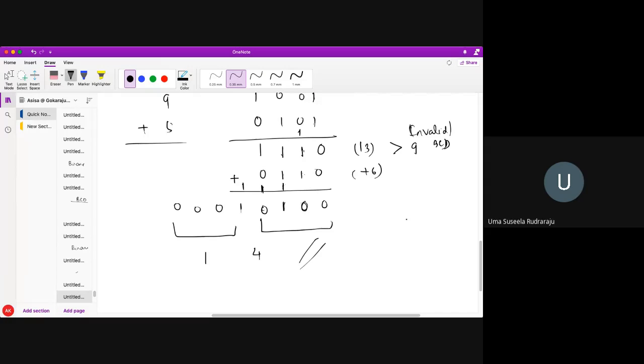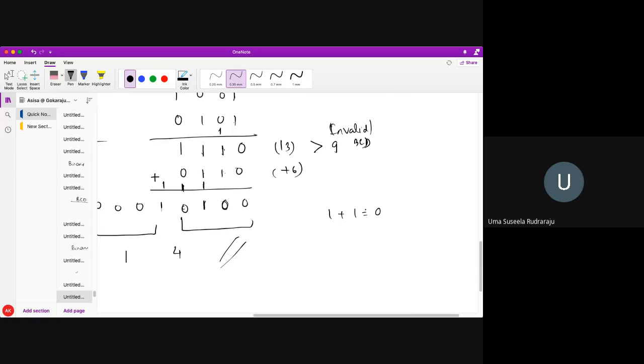If you add 1 plus 1, it gives you sum 0, carry will go to the next bit. Carry will go to the next bit. 1 plus 1, sum 1, carry 1. Okay, like this way. Do you all understand? So very simple. So this is called BCD addition.